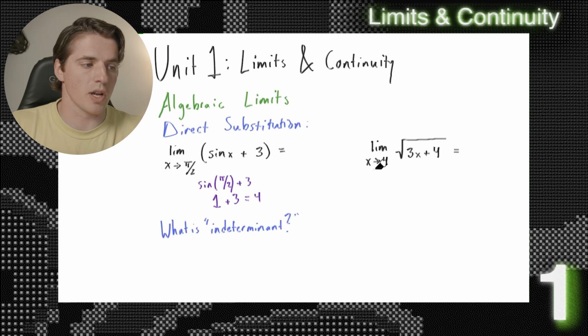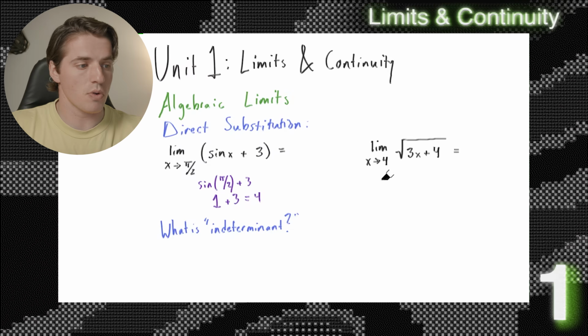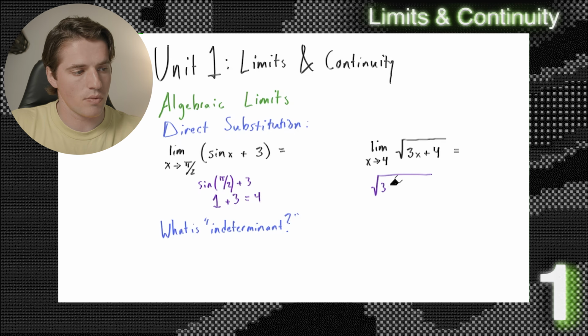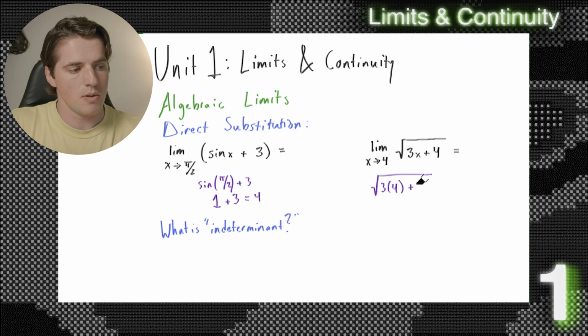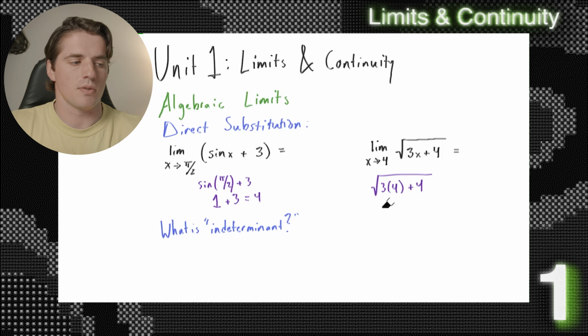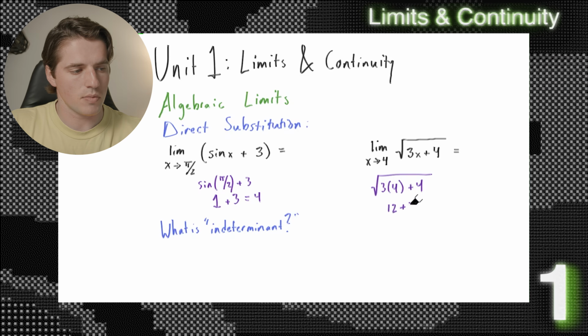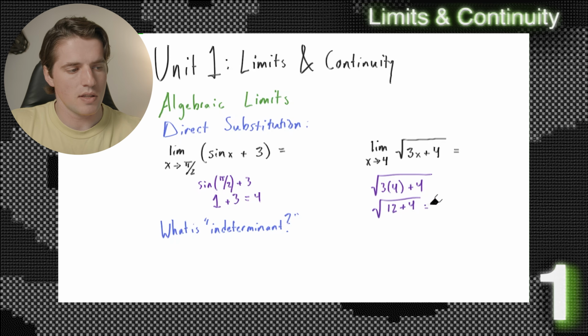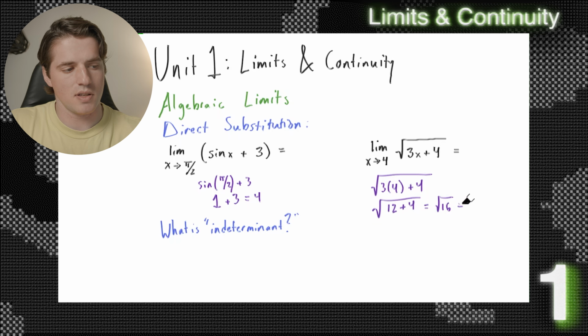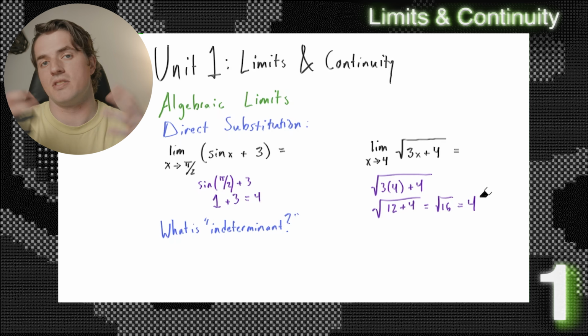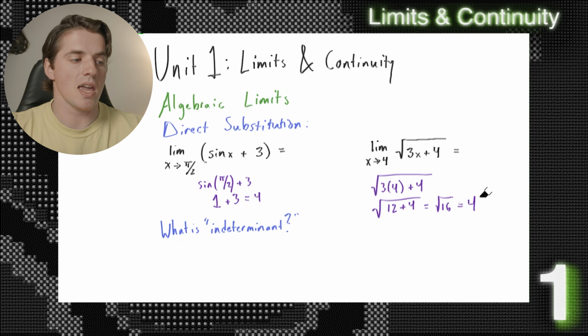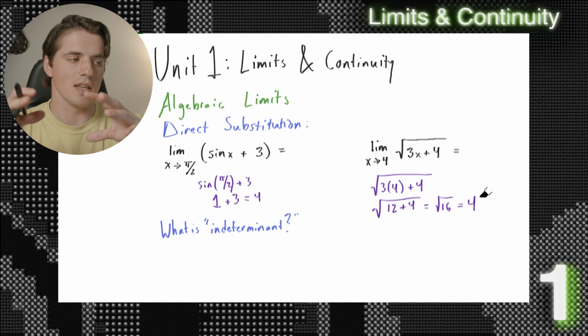Same here. If we plug in x equals 4, we have the square root of 3 times 4 plus 4. 3 times 4 is 12 plus 4. This is the same as the square root of 16, which is 4. So both of these limits actually were 4. And we had no problems at either of these.